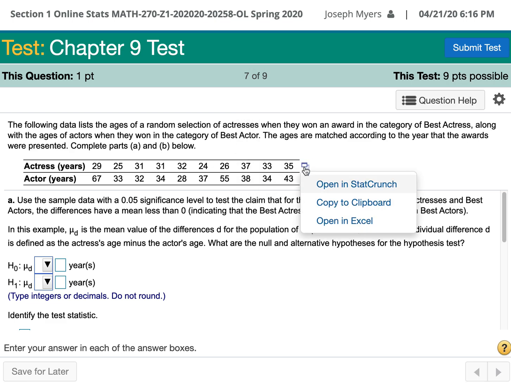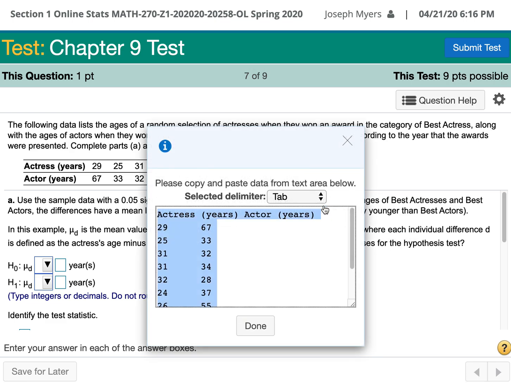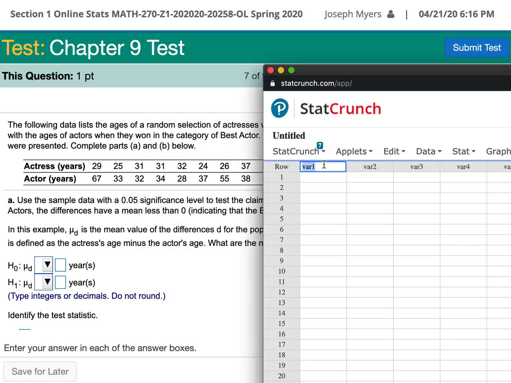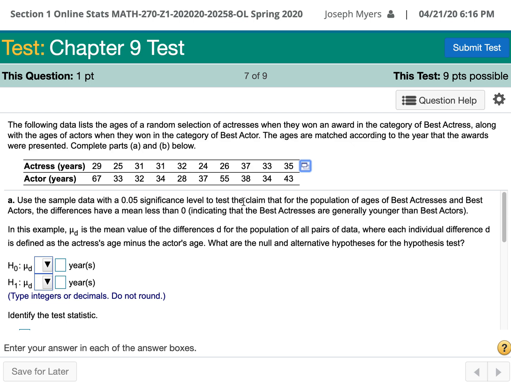Now I'm going to click on this data and select copy to clipboard, and then I'll do Command C or Control C to copy it. Then I'll click on the variable name and I'll do Command V or Control V to paste it. And then the data and the variable names, they both go there. And now let's see what it's asking about.